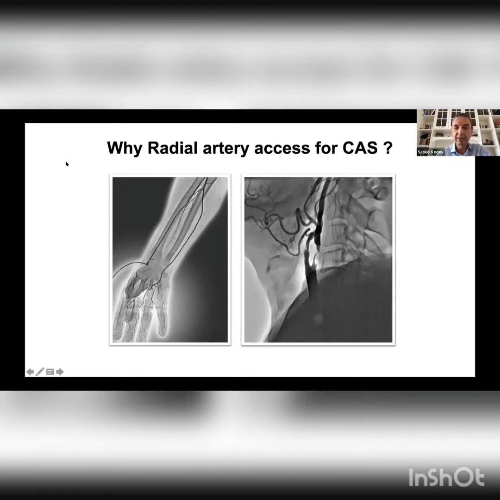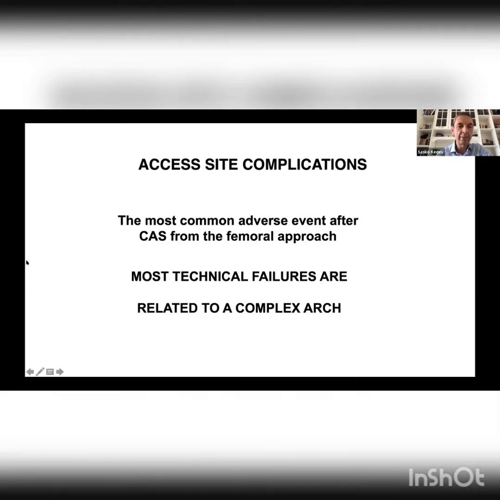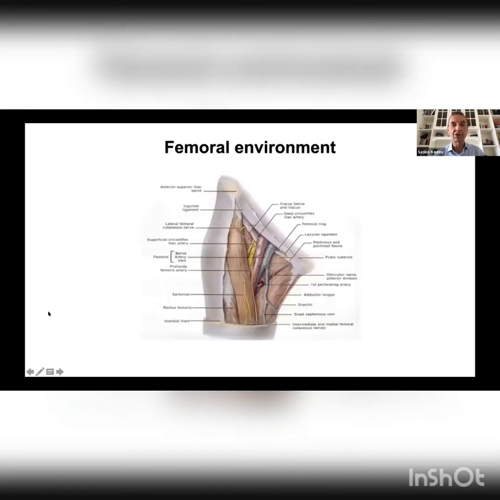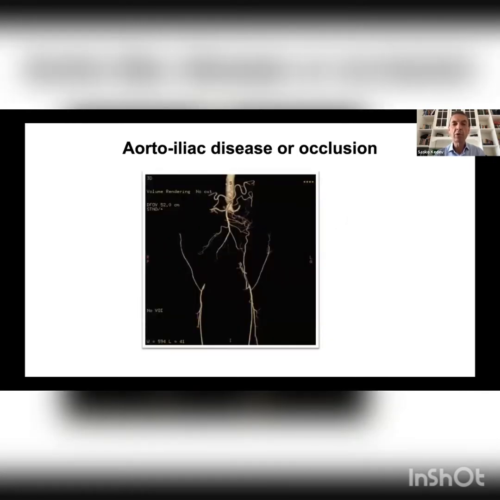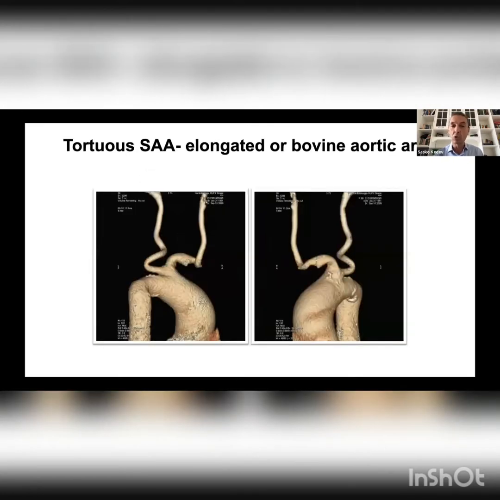It's very important to appreciate that femoral access is associated with some unfavorable events. Access site complications are the most common adverse event after carotid stenting from the femoral approach, and most technical failures are related to a complex aortic arch. The femoral environment is not so predictable in terms of risk of bleeding and vascular complications. Furthermore, carotid stenting is difficult and almost impossible in patients with significant aortoiliac disease or occlusion, and in patients with tortuous supra-aortic arteries, particularly sometimes in a bovine aortic arch.